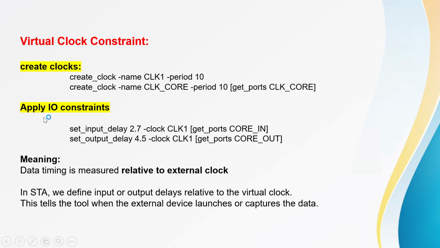When we have to apply IO constraints, we have to use these two commands, set_input_delay and set_output_delay. Here we are mentioning at which time it will be captured or launched, with -clock clock1, and we are mentioning the core_in and core_out ports for the block. This means the data timing is measured relative to the external clock.